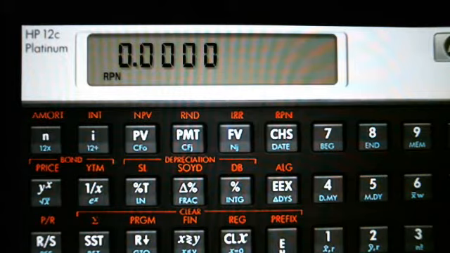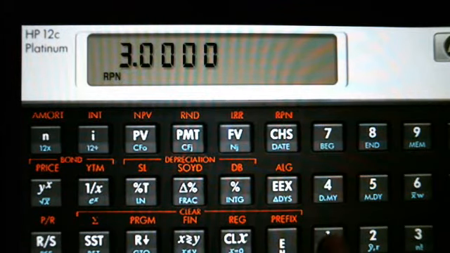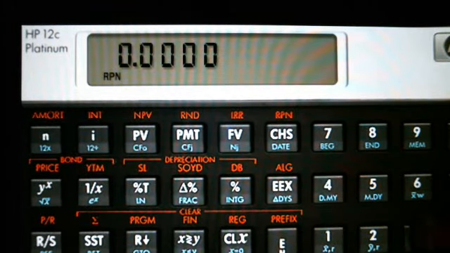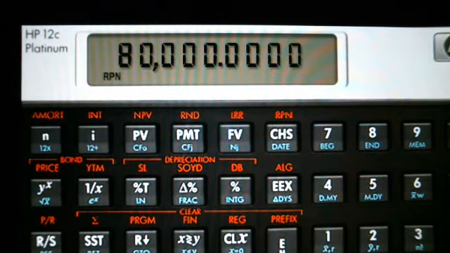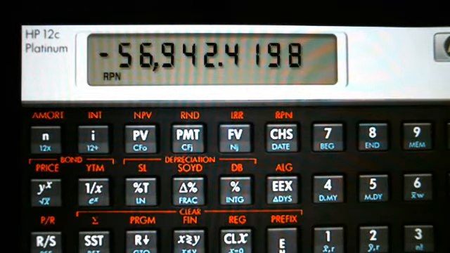Okay, so my N would be 3. My I is 12. 0 payment. 80,000 for the future value. So my present value is what I'm trying to find, and there we have the result.